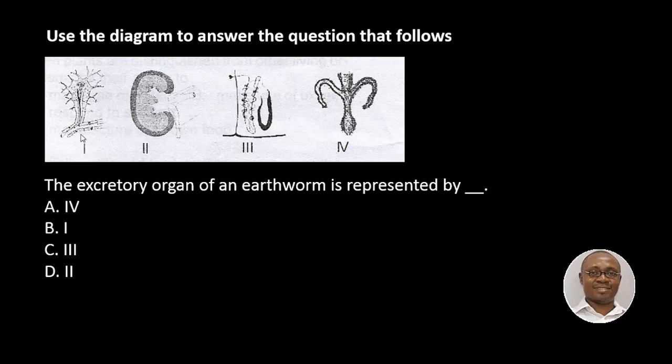The first figure represented in the diagram is a flame cell. This is a specialized excretory cell found in the simplest freshwater invertebrates, including the flatworm. Figure II is the kidney, and this is one of the excretory systems in humans. While figure III is the nephridium.